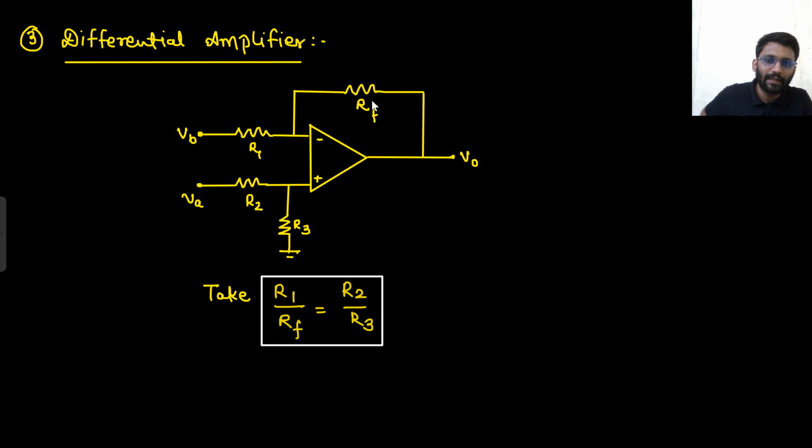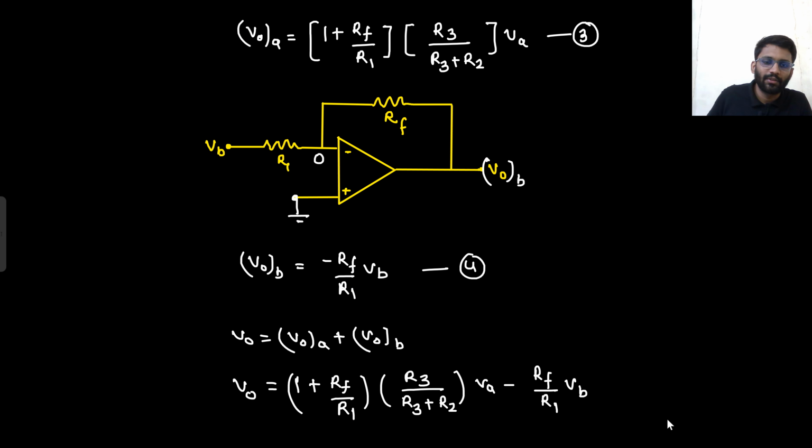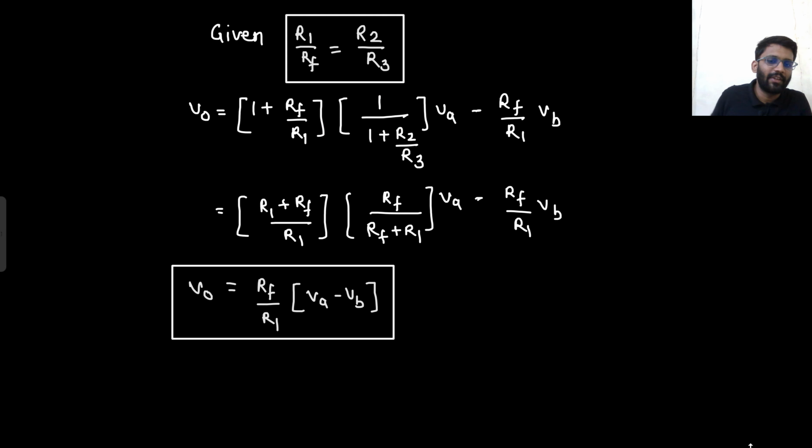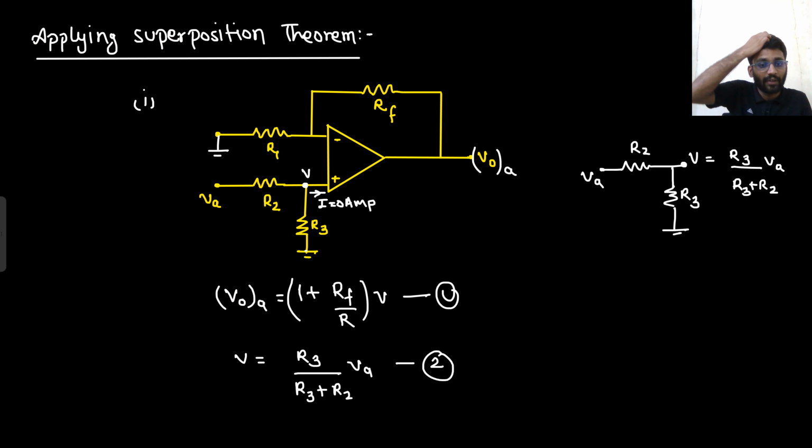So what was the output voltage? Rf by R1 into the potential of positive Va minus Vb, that's it. And what was the input resistance? R1 plus R2. Well and good. So what was the output? Rf by R1 into Va minus Vb. Also you could derive it as well.